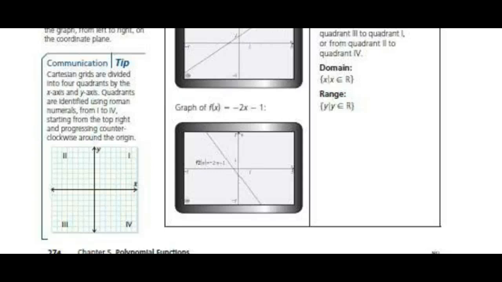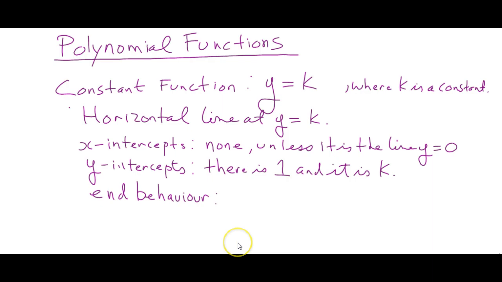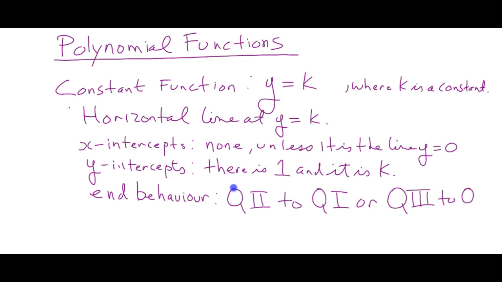Okay, so this horizontal line is going from... Which quadrant is it starting in and which quadrant is it going to? From 2 to 1, or 3 to 4. So we're going to write that down under end behavior: Q2 to Q1 or Q3 to Q4. That's the end behavior of a constant function. That's what it does.